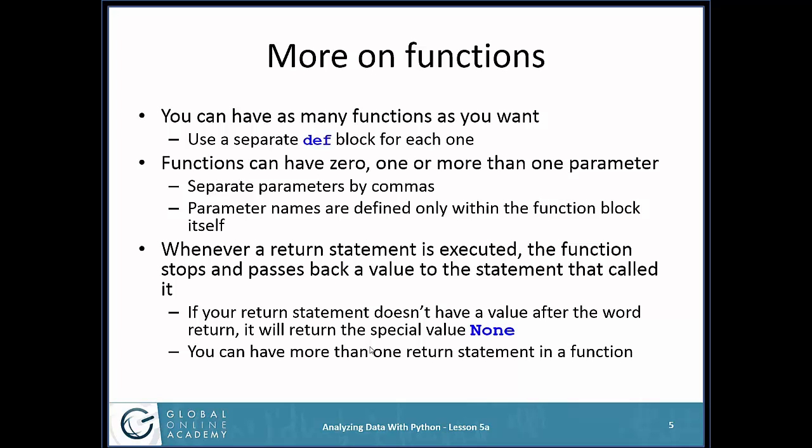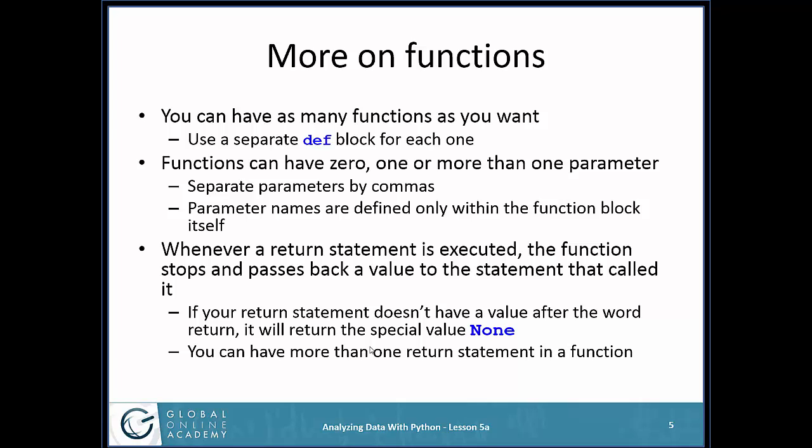Whenever a return statement is executed, the function stops and passes back a value to the statement that called it. Now, the statement that called it may or may not use that value, but a function returns it. In our previous example, we did use the return value because we printed out biggest alternating of L and biggest alternating of M. What value got printed out? Whatever got returned from biggest alternating.